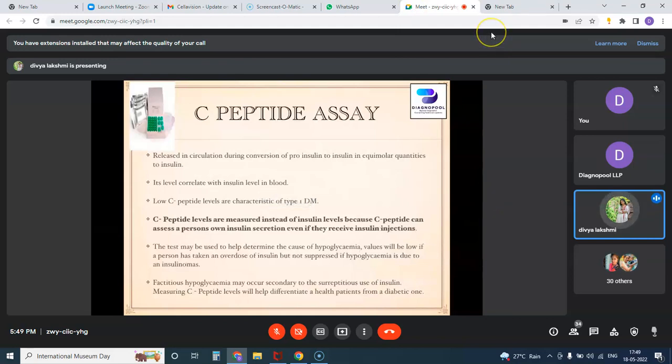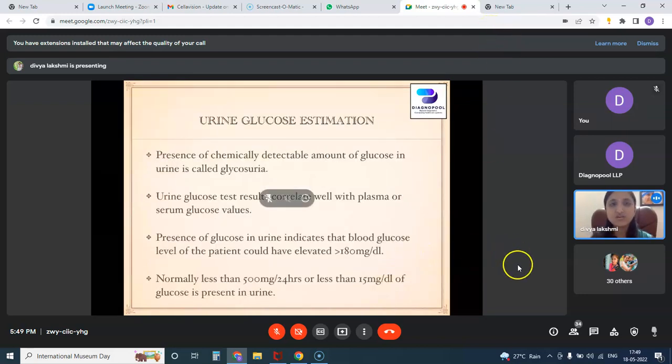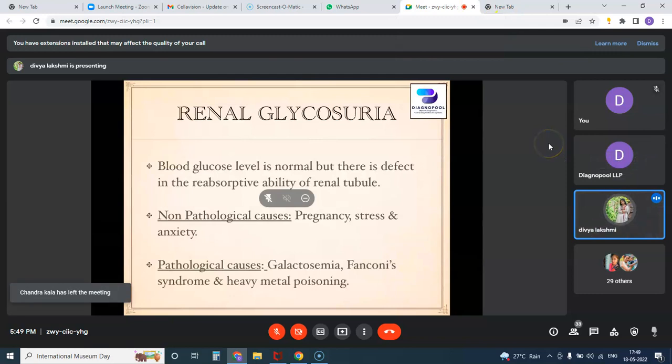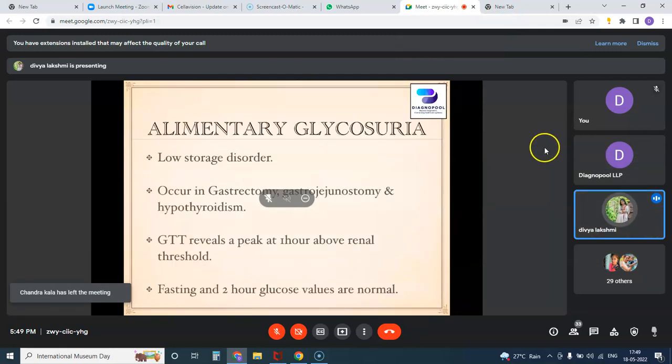Next is coming to urine glucose excretion. Normally, the glucose released in the urine is 15 milligram per deciliter. Anything above that will cause glycosuria. So we have different types of glycosuria. When there is pathology in the kidney, we call it renal glycosuria, and when there is a problem in the alimentary tract, that is the GIT or the intestine, because of some storage disorder, and it cannot absorb the glucose properly, it will be secreted in the urine. That is called alimentary glycosuria.